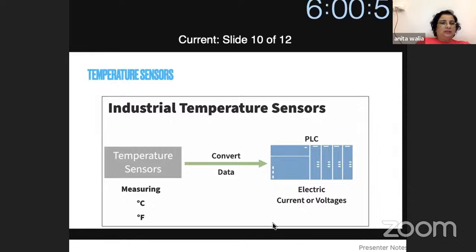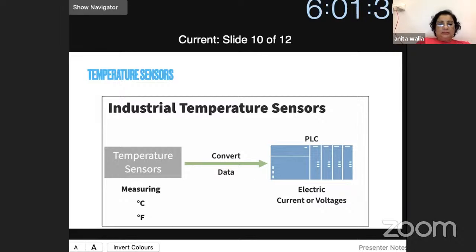So the other kind of sensor is called the temperature sensor. Very, very commonly used in companies, right? The industrial temperature sensor is one of the most commonly used sensors in all factories, even small factories in India. Temperature sensors are used for measuring the temperature and converting that data into current and voltage to be transferred to the PLC, the programmable logic controller, for the process.